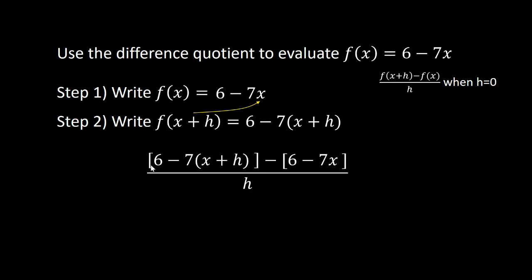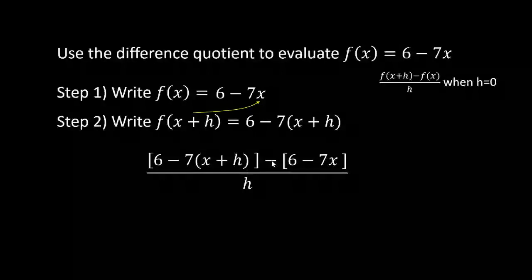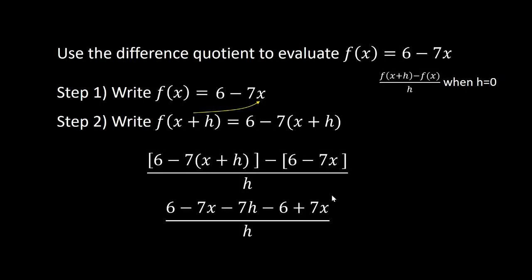Again, I use brackets on my f of x plus h. I use brackets on my f of x. So the only thing I've got left to do here is I want to distribute this negative 7, and I want to distribute this negative 1. So let's do that. Again, I'm going to keep calling this the moment of truth.